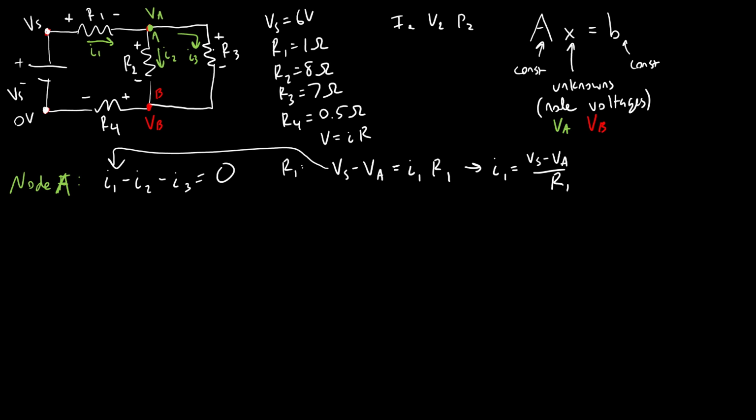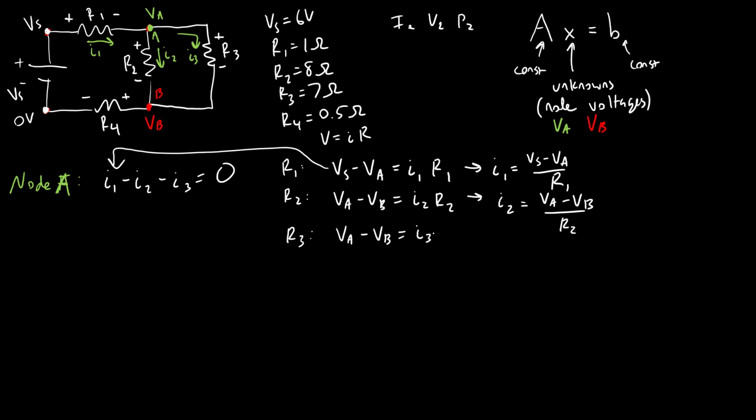And now I'm going to do the same thing for my other two resistors. So for resistor R2, I have Va minus Vb equals I2 R2. Again, I'm going to rewrite that as I2 equals Va minus Vb over R2. And finally for resistor R3, this is in parallel to R2, so I have the same voltage drop there. Va minus Vb is going to be equal to I3 R3. Rewrite that as I3 equals Va minus Vb over R3.